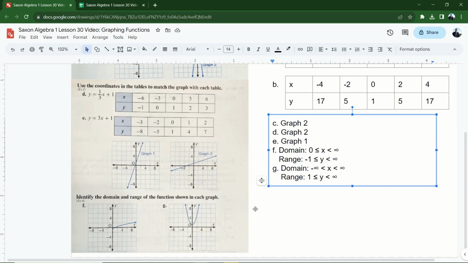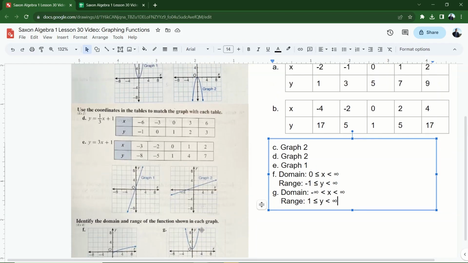But you have to state a domain and range sometimes, and to do that, you're going to state what values your graph can possibly take on.